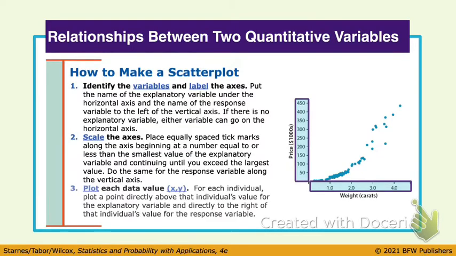And then you plot each data value, x and y, just like a coordinate, like when you were doing coordinates back in middle school. For each individual, you're going to plot a point directly above that individual's value for the explanatory variable and directly to the right of their value on the y-axis.